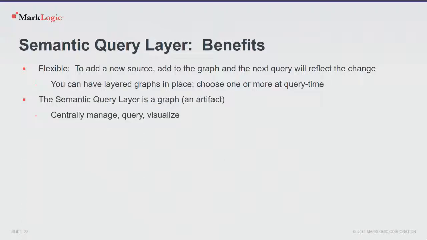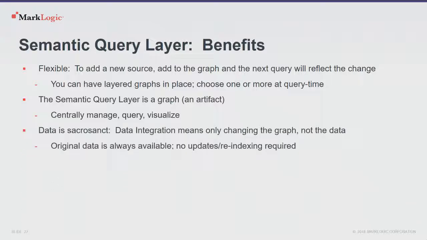The semantic query layer is an artifact. It's a graph. It's something that gets stored in the database. So you can manage it, query it, visualize it centrally in one place. Still, the data is sacrosanct. We've done data integration here, but we haven't actually changed the data. We've only changed the graph. And again, it's iterative. So define triples just for the parts of the sources that you need to query right now and iterate over time. Okay, so that's the semantic query layer.